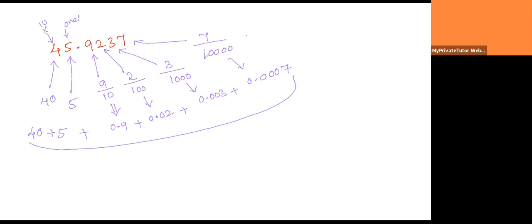Okay, this is how we find the place value of a decimal number. So after the decimal, we are going to divide. Before the decimal, it's kind of multiplying. Okay, so that's the basics. So that's it, I think. Let me check if I have anything to add.